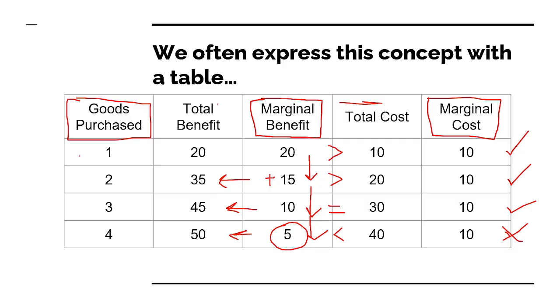We don't need to worry too much about total benefit. Sometimes we'll see this, sometimes we won't. We don't actually need to see the total benefit in order to answer these questions correctly and to think through it correctly. But sometimes you'll see it. And then we see the same thing with cost, right? The total cost is just the marginal cost added up. Each one of the slices of pizza has a marginal cost of 10, so it's just adding 10 every time.